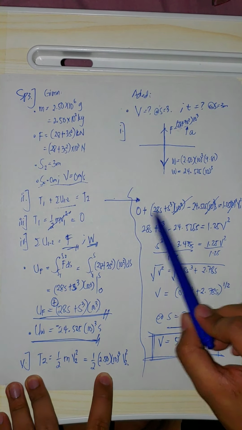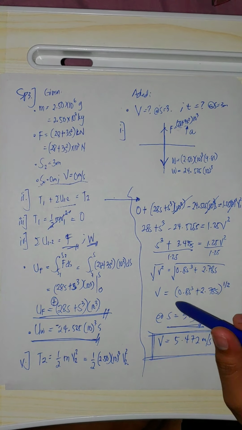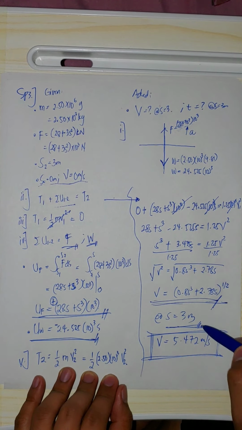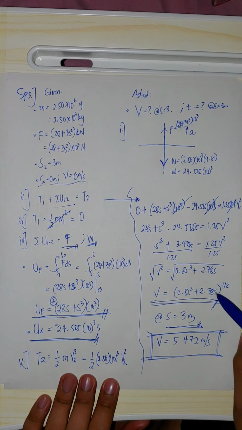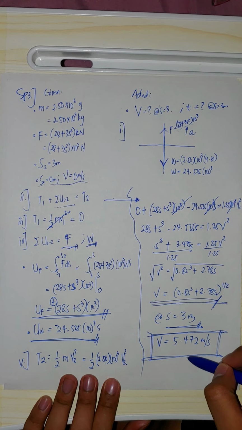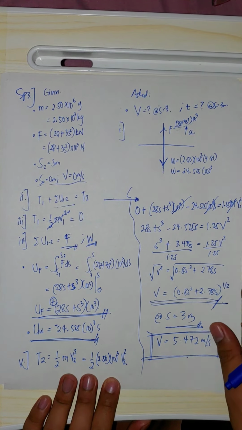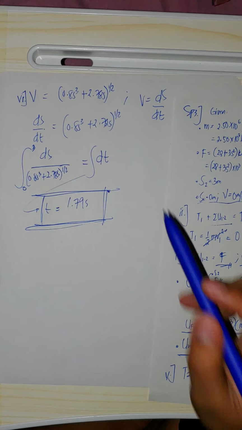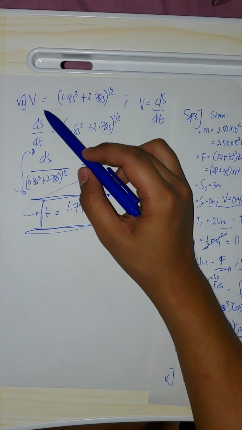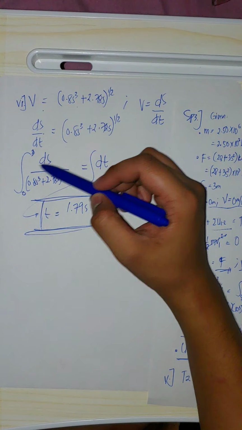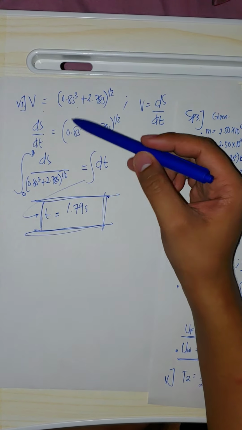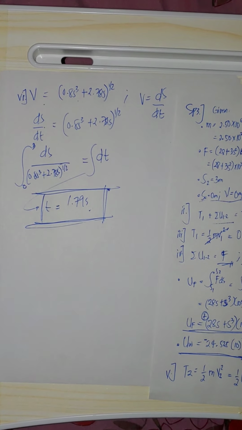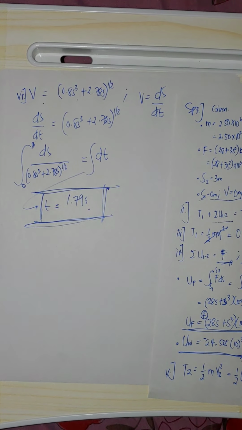And then substituting all the values here, we have a velocity as a function of s. And then at s equal to 3, substituting the value s equal to 3 meters here, we got the velocity. And then we were asked also for the time, and there is a relationship of velocity and time, which is equal to ds over dt. And since the velocity is a function of s, we use variable separable. And then we arrive at this solution or answer that the time is equal to 1.79 seconds.